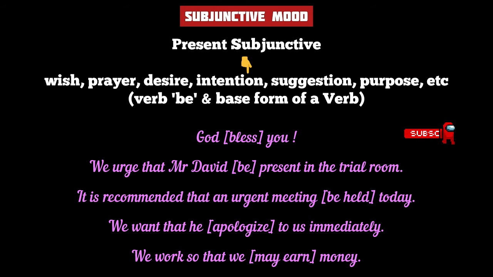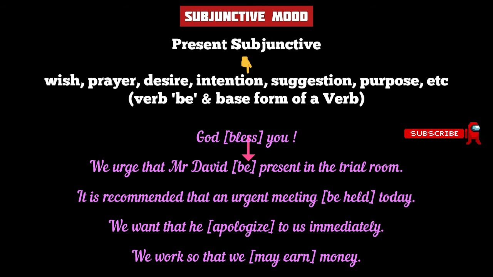For example, the optative sentence, "May God bless you." This sentence expresses a prayer. Hence the verb "bless" in its base form is in the present subjunctive mood. Now look at the next example. "We urge that Mr. David be present in the trial room." This sentence expresses a desire. So the verb "be," indicative of our desire, is in the present subjunctive mood.